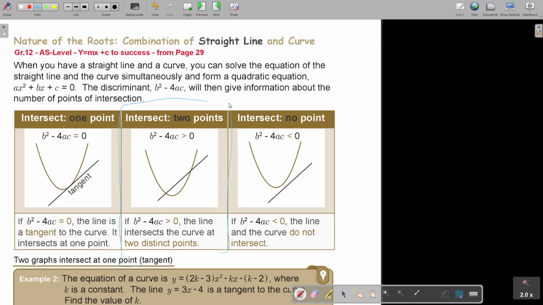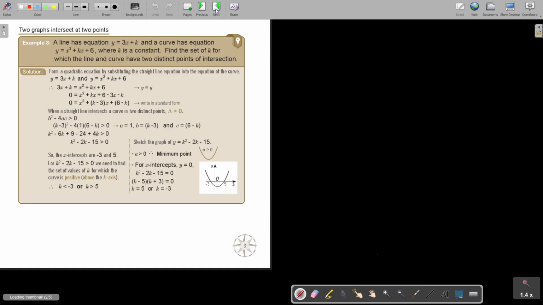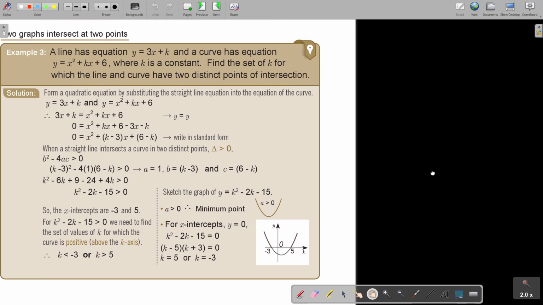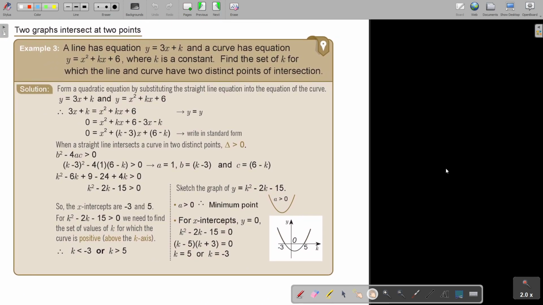Okay, so they intersect at 2 points. Then the discriminant will be bigger than 0. So let's just go to the next page, and let's just start with this example. And I'm going to say this again: they love asking this type of question in the examination. One of the 3, usually not all. And some years they even skip.